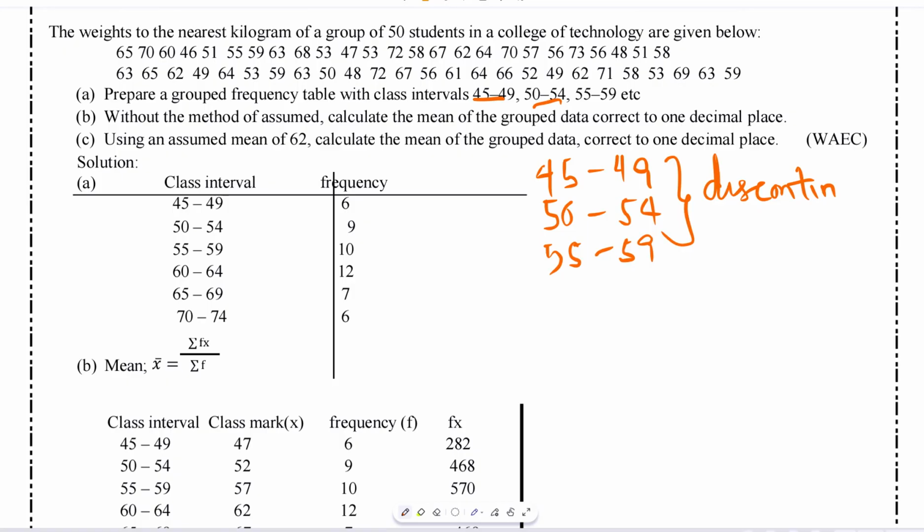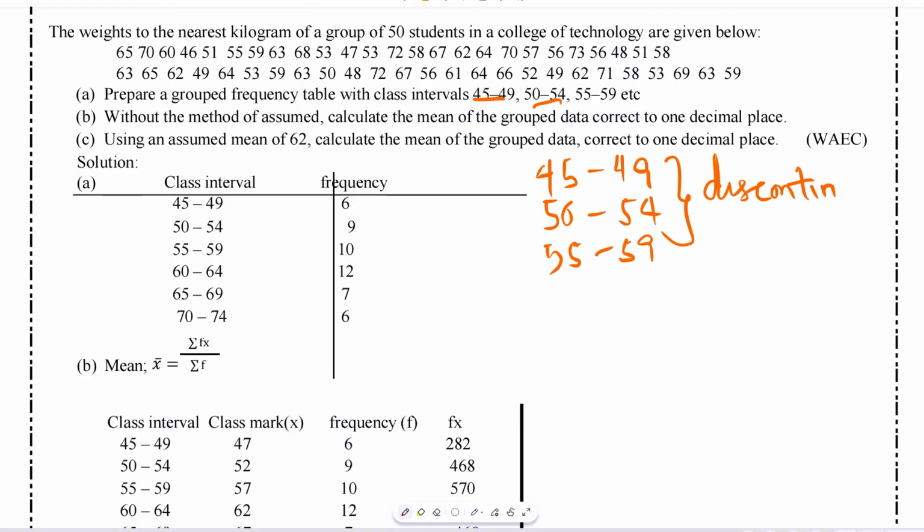All right, so the question says prepare a frequency table with the class interval given, and then, without the method of assumed mean, calculate the mean of the grouped data to one decimal place. That means without using assumed mean, we should find the mean. I get what I'm saying. And then the second question is we should find the mean using assumed mean. All right, so that is what we want to do now.